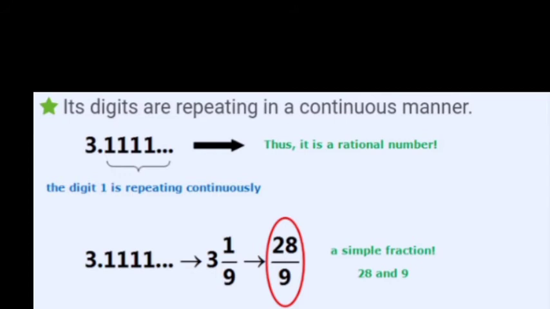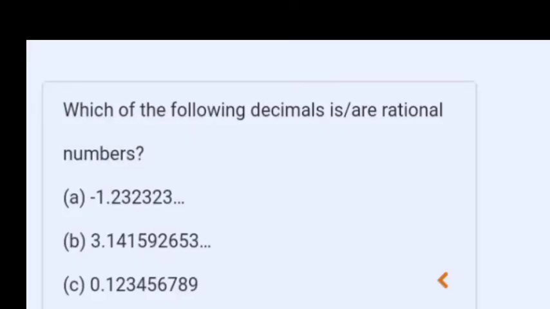Another one, its digits are repeating in a continuous manner. 3.1111 and so on to infinity is still a rational number because we can write it as a fraction. So which of the following decimals are rational numbers? We have negative 1.232323 to infinity, 3.14159265 3 to infinity, and 0.123456789.